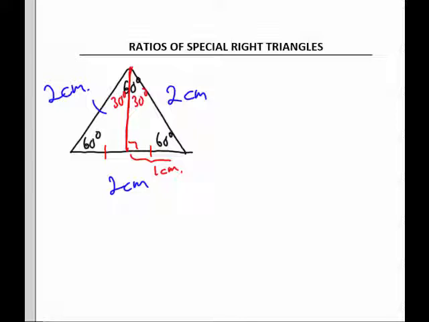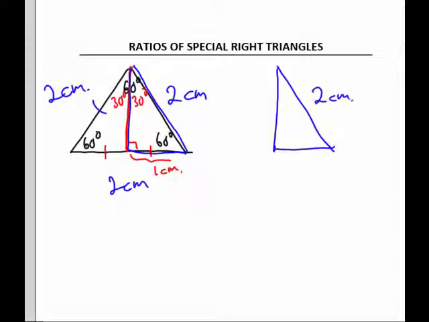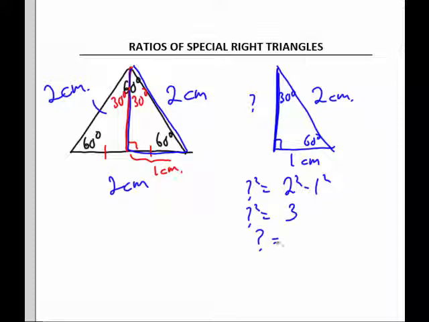And what I'm going to do now is narrow in on this particular right triangle. So let me redraw it over here. I have this being 2 centimeters. This is 90 degrees, 60 degrees, 30 degrees. This is a length of 1 centimeter. And if I do Pythagoras to calculate this side, the question mark squared would be 2 squared minus 1 squared, which is 3. So the missing side is the square root of 3. And so the length of this side of the triangle is root 3.